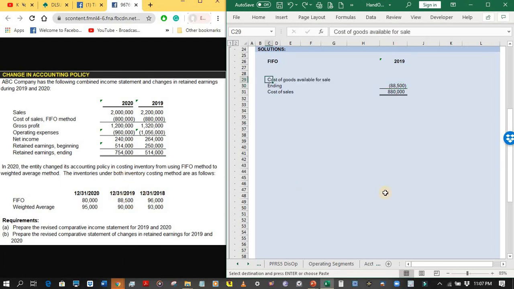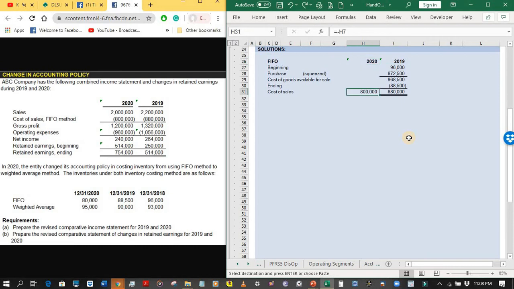So the cost of goods available for sale in 2019 is 968,500, computed as 880,000 plus 88,500. Then the beginning balance in 2019 of our inventory would be the ending balance in 2018, which is 96,000 pesos. Then let us determine the purchases. The purchases will be squeezed, so this will be 872,500, computed as 968,500 minus 96,000 pesos.